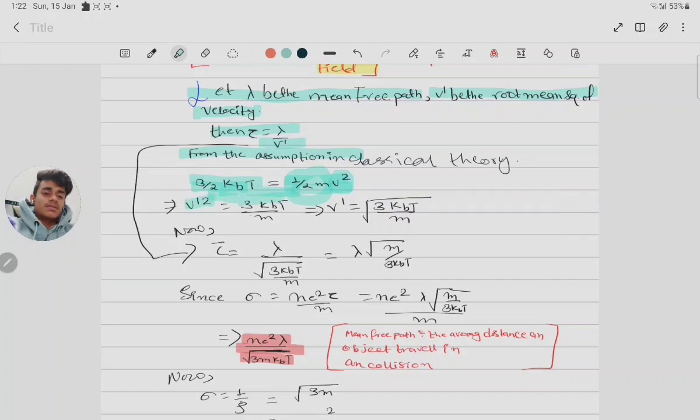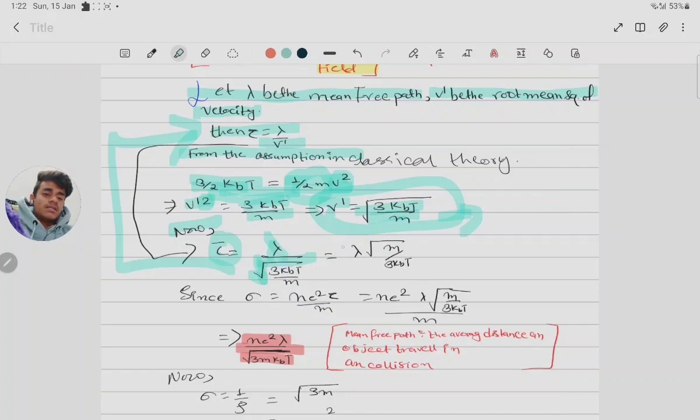b dash square equals 3 by 2 kBT. Then the square goes to the other side as a square root. So we got the relation b dash equals root over 3 kBT upon m. Now we have the relation tau equals lambda upon b dash, and we are going to put this value of b dash here.